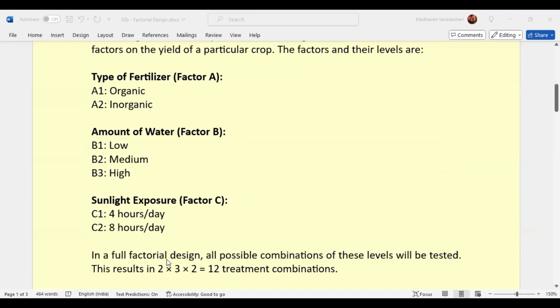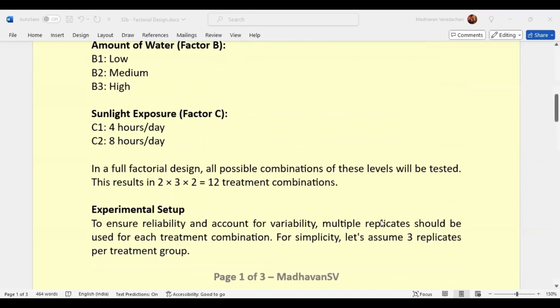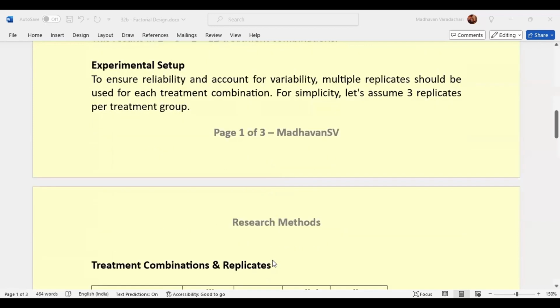In a full factorial design, all the possible combinations of these levels will be tested. This results in 2 into 3 into 2, we get 12 treatment combinations. So the setup for the experiment will be to ensure reliability and account for variability. Multiple replicates should be used for each treatment combination, meaning the repetitions. For simplicity, let us assume 3 replicates per treatment group.